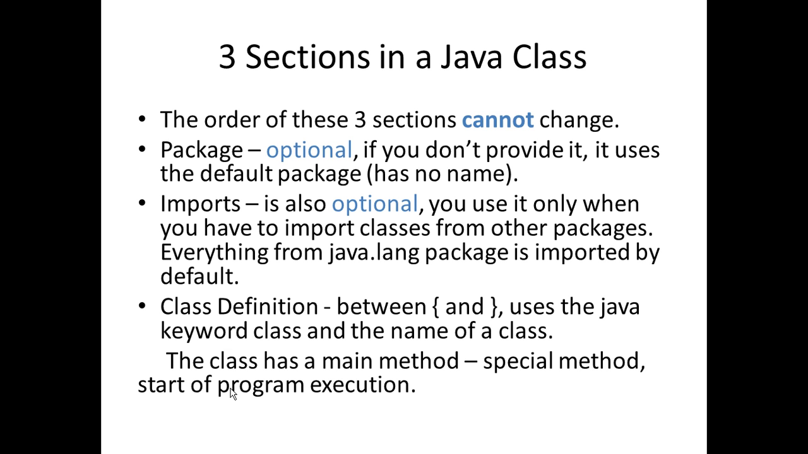Java has reserved certain words called keywords for its own internal use. So you cannot name a variable or a method or a class using these keywords because they are reserved by Java. So class is also a keyword in Java which specifies that it is a class. And then you have the name of a class. And the class also has a main method which signifies the start of program execution when you run this class.